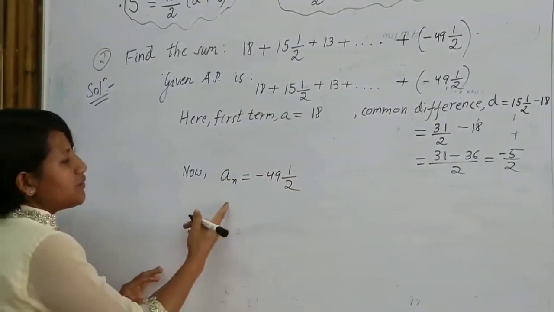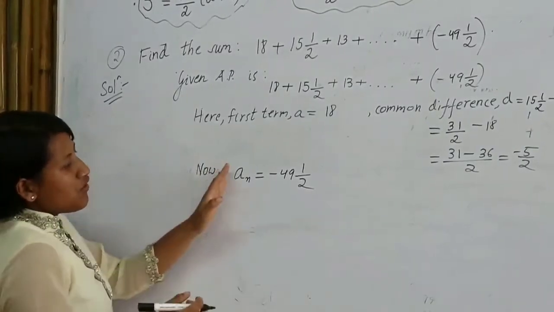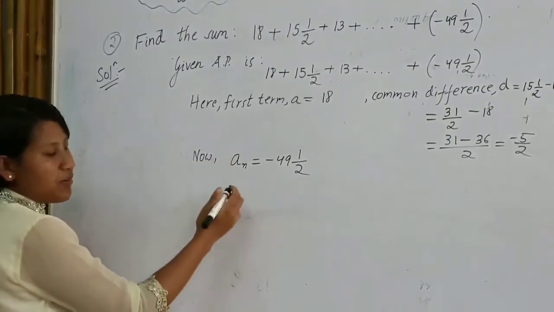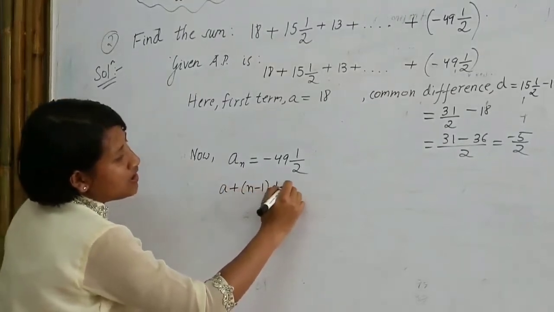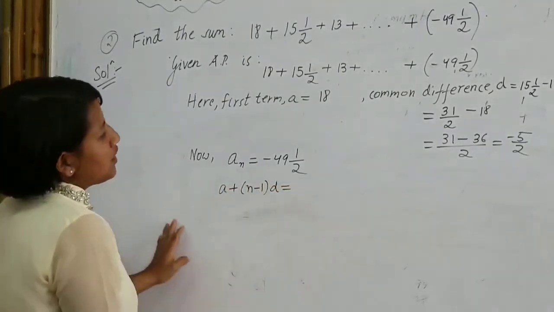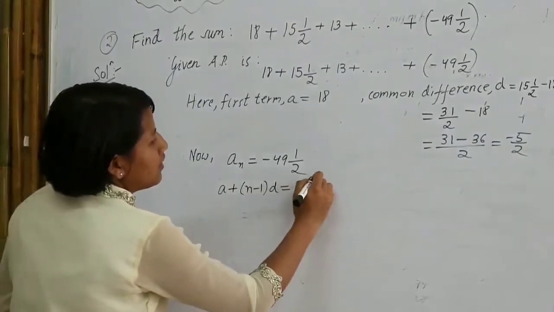Then we'll use the formula, the general term of an AP. This is A plus N minus 1 D. This one will be 99.